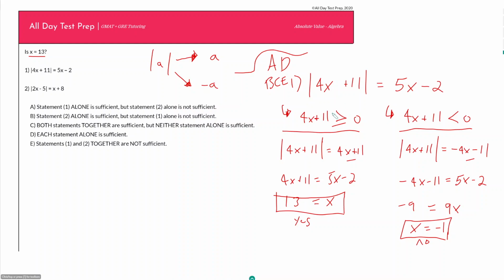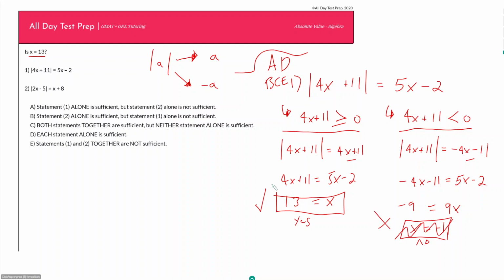Therefore, when we solve for x, we have to make sure this is in fact true. Because if it's not in fact true, then we couldn't make that designation originally. And so here in this case, plugging in 13 for x, 4 times 13 plus 11 is definitely greater than or equal to 0. So this answer is legit. What about here? Plugging in negative 1, 4 times negative 1 plus 11, that is not less than 0. So this here is an erroneous answer choice.